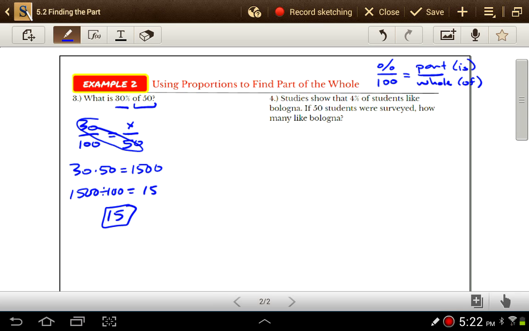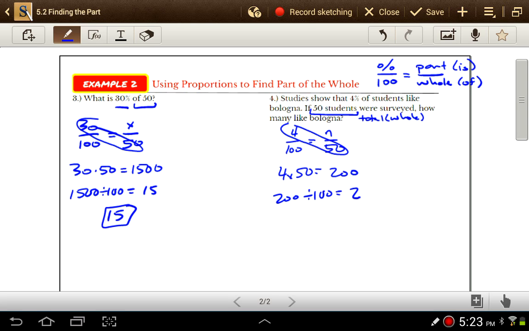In example 4 here, studies show that 4% of students like bologna. If 50 students were surveyed, how many like bologna? Well, I'd take my percent over 100. So 4 over 100 equals, the 50 students represents all the students that were surveyed, so that's the total amount, the whole amount. I'm going to put my variable over 50, and then I solve my proportion. I do 4 times 50 is 200. I do 200 divided by 100, and I get 2. So how many students liked it? 2 students.